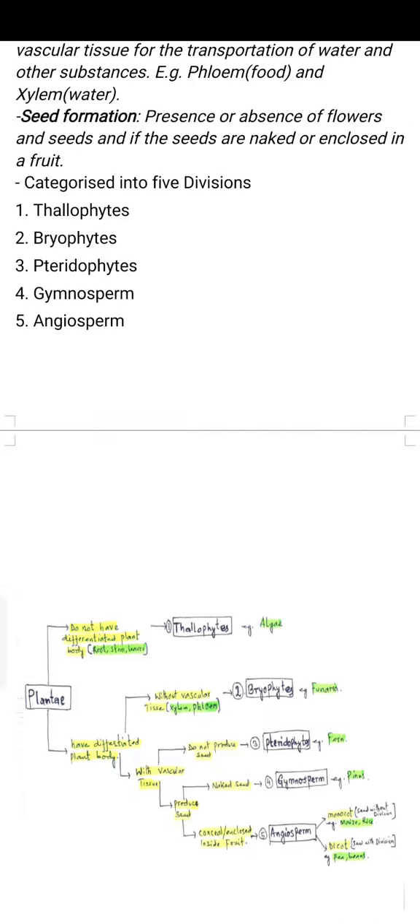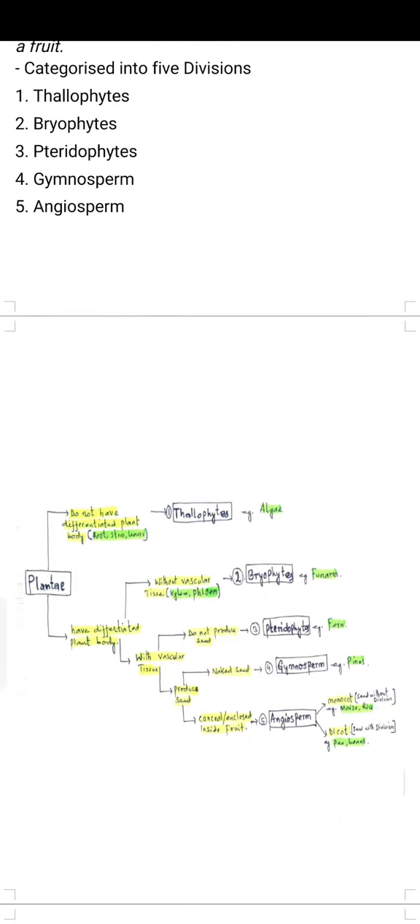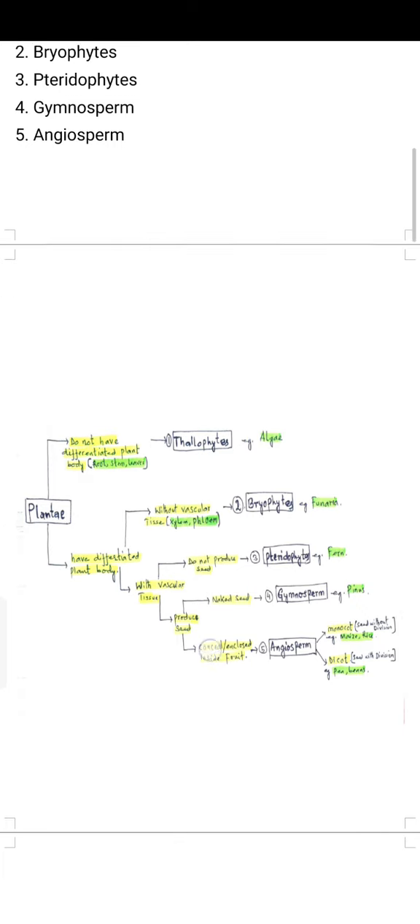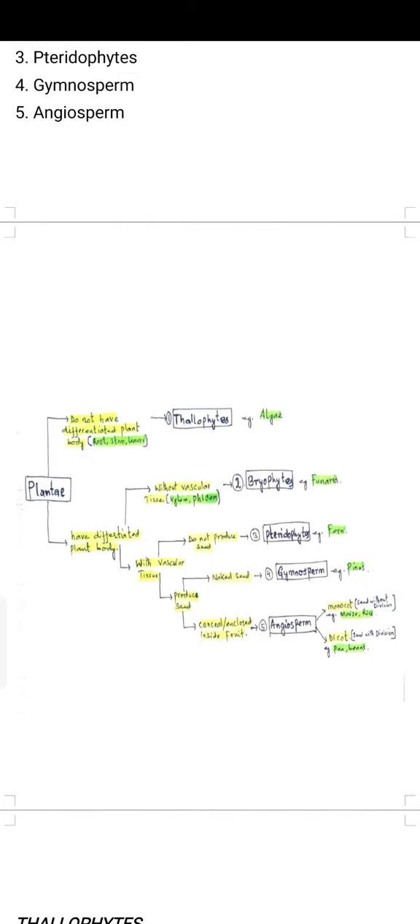As you have seen on the screen, I have provided a slide with my own handwritten chart for better understanding and visualization of the topic. Coming to Plantae, the plants can be divided into 2 groups based on plant body: plants which do not have a differentiated plant body and plants which have a differentiated plant body. So the first group, which does not have a differentiated plant body, is the thallophytes.